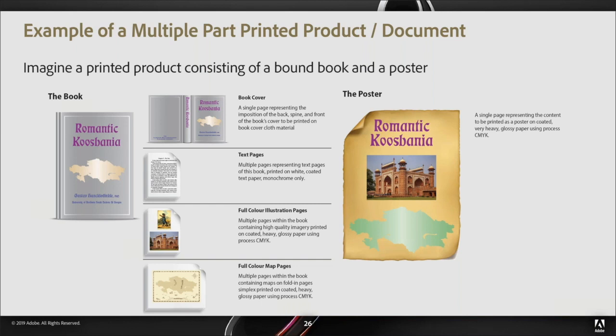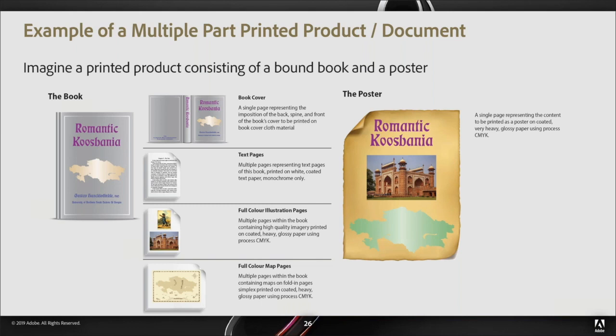It has a book cover. Okay, it has text pages, it has full color illustration pages on nicer paper, of course, and full color map pages which get folded in, glossy paper, etc. And coming with the book is this beautiful single page poster showing a feature of Romantic Kuzbania and its map. Right now, if you were to do this with today's workflows, you would be using possibly up to 1, 2, 3, 4, 5 different source documents, whether it's InDesign, QuarkXPress, etc.